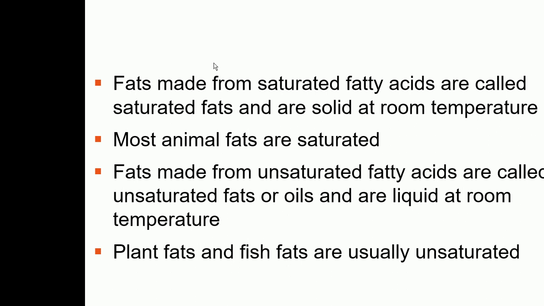So fats made from saturated fatty acids are called saturated fats and are solid at room temperature. Most animal fats are saturated. Fats made from unsaturated fatty acids are called unsaturated fats or oils and are liquid at room temperature. Plant fats and fish fats are usually unsaturated.